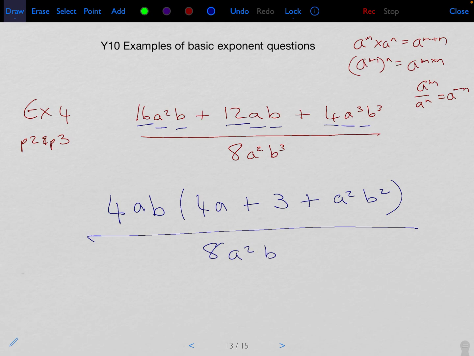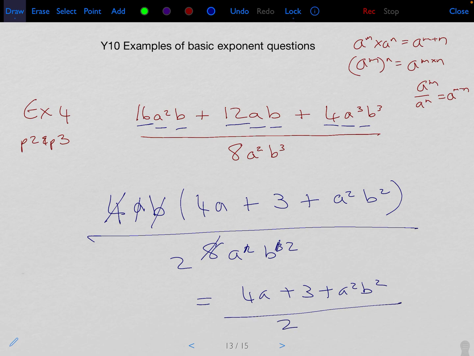And then you are dividing with whatever's at the bottom. Now that you've factorized, you can divide. So I can say that's 2. This A cancels out with one of those. This B cancels out with one of those. And so our final answer is 4A plus 3 plus A squared B squared all over 2A B squared. Okay, that's all you have to do for that, so not a big deal.